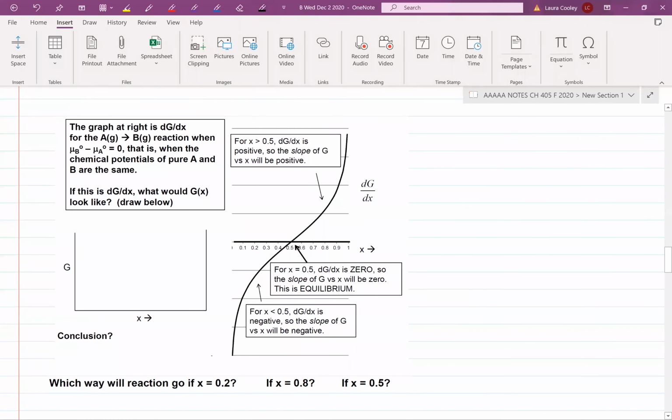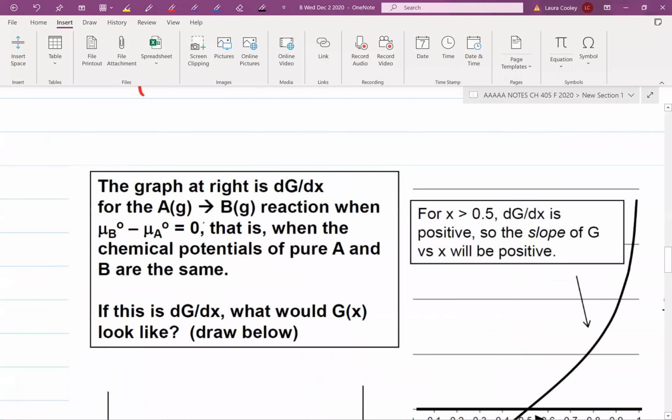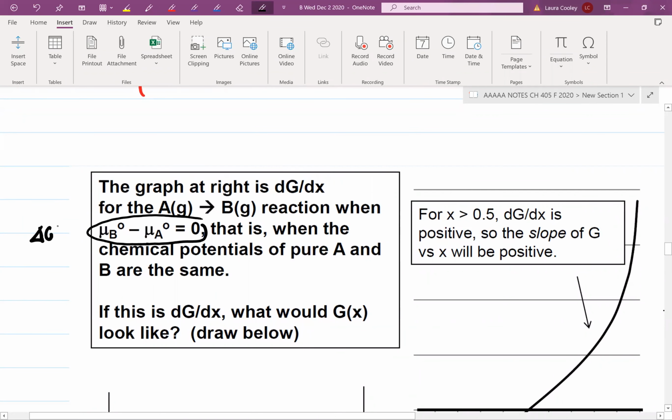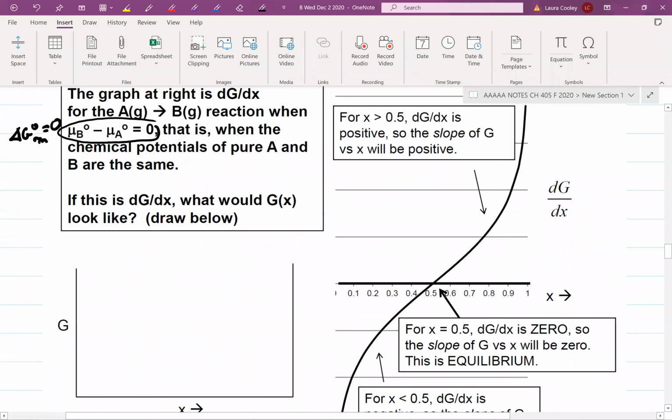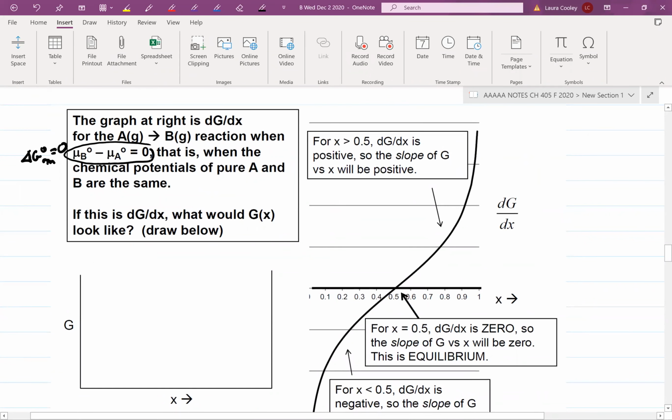Here I have the curve, dG/dx. This is assuming that the difference mu B minus mu A is 0, so that's delta G0 equal to 0. If this is what the slope is at every point, then at 0.5, right in half of this graph, I have a value of 0 for my slope. So whatever G looks like, it's going to have a minimum over here, at some kind of a minimum there.